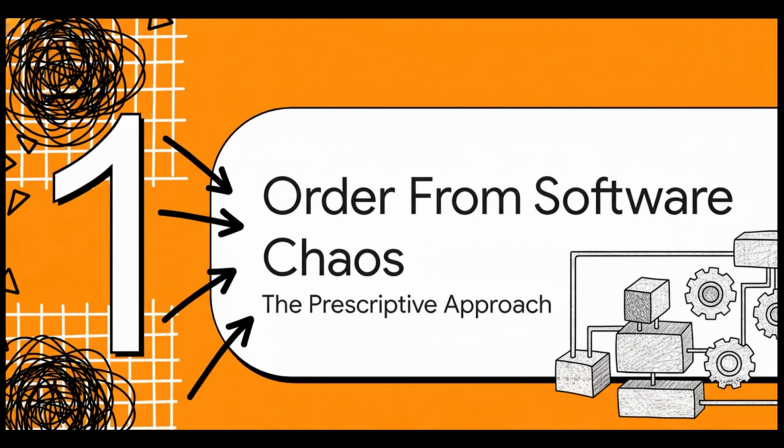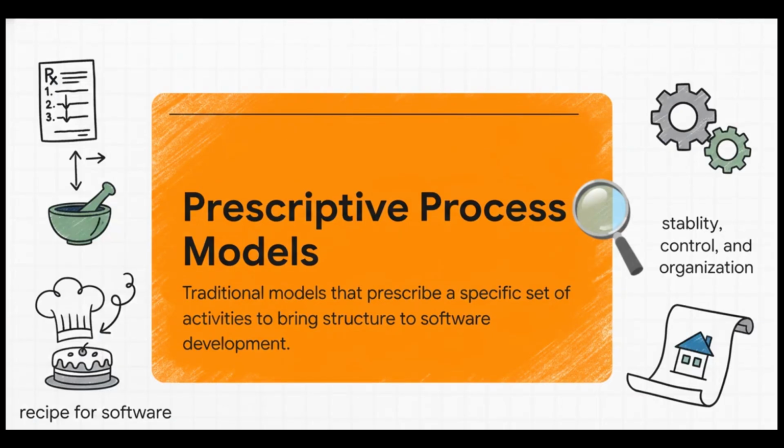The thinking was, if the process is wild, let's tame it with a set of prescribed, structured rules that every single project has to follow, no exceptions. They came up with these things called prescriptive process models, and the name is perfect because just like a doctor's prescription, they told you exactly what to do, when to do it, and in what order. The goal here was super clear: stability, control, and organization. You can almost think of it as a step-by-step recipe for building software that promised a perfect cake every single time, as long as you followed the instructions to the letter.